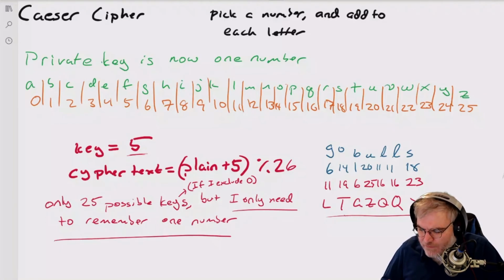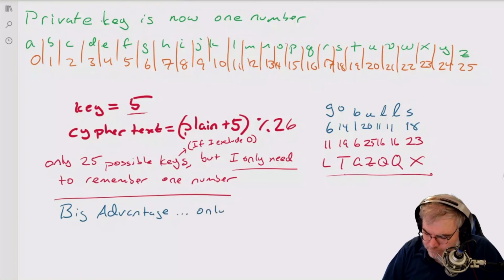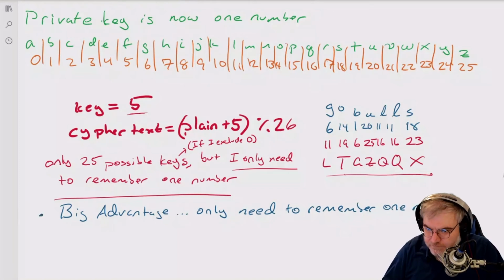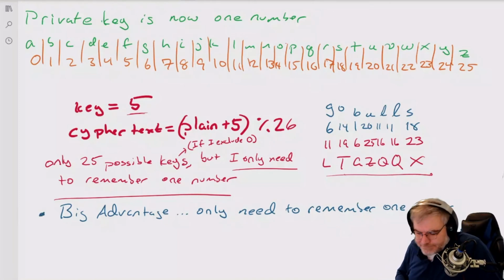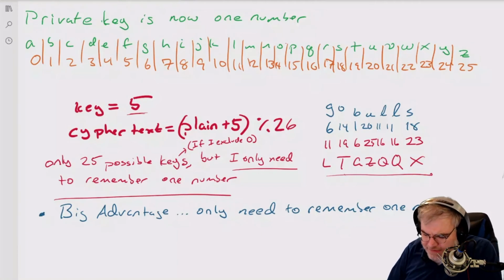How do we feel about that, 1 to 5? I only need to remember one number. Okay. All right. So that's the Caesar cipher.